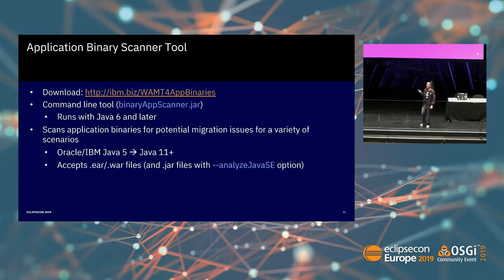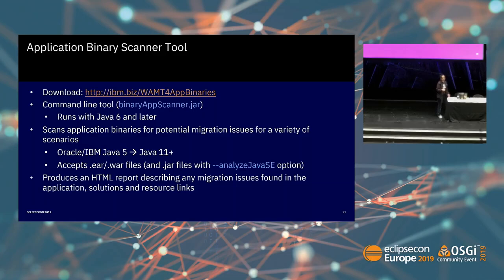And what it does is, instead of scanning your source code, it's going to scan your binary code, so your binary files. In this case, if you don't have access to your source code, or maybe you're not using Eclipse or anything like that, this tool is also pretty helpful. It's looking for the same things that the Eclipse plugin is looking for, except it's looking at your binaries. So that's where ASM came in, if anyone's familiar with ASM here. It accepts EAR and WAR files. And if you're using jar files, you use the --analyzeJavaSE option. I'll show that in a bit. And it produces an HTML report.